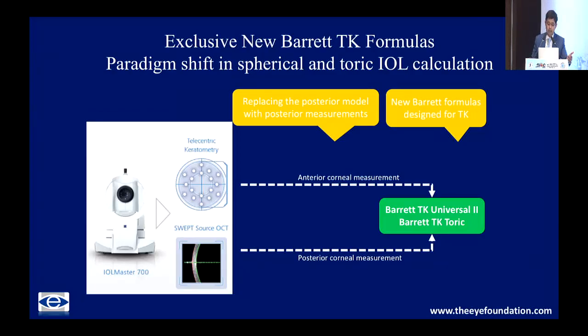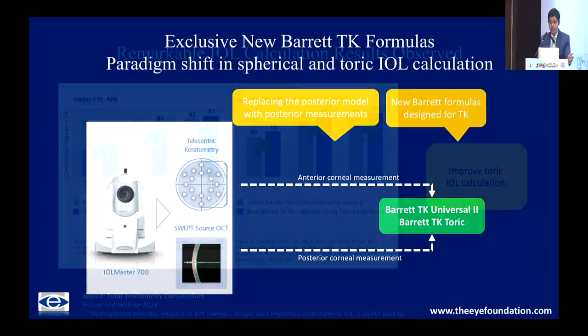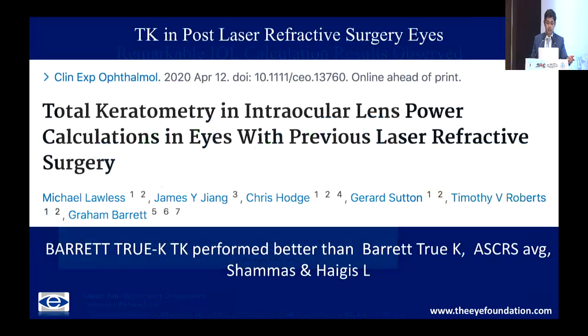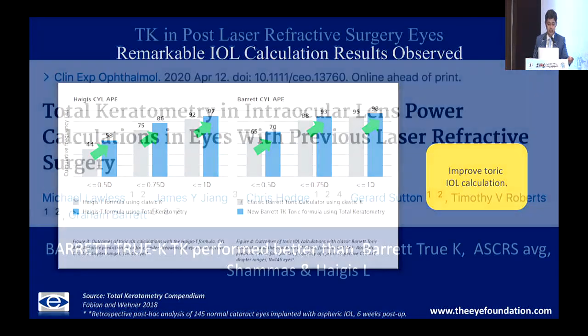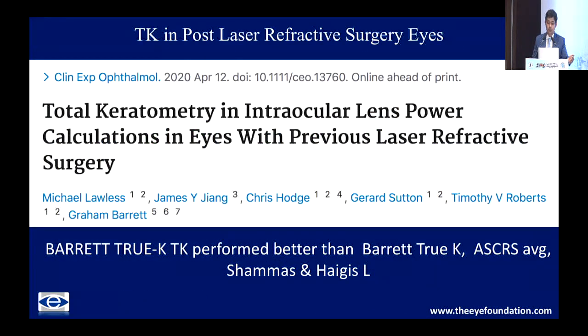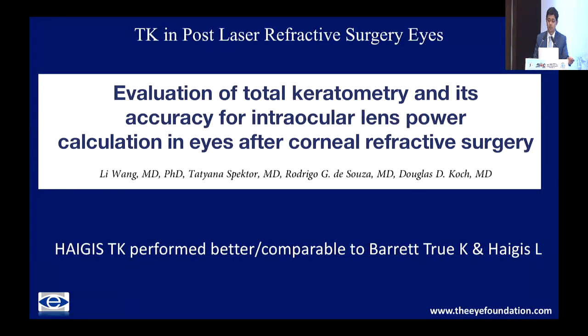And that is where the Barrett TK formula, Barrett TK Toric have become very useful and have improved refractive outcomes significantly. It is also very useful in post-refractive surgery eyes, and the Barrett True-K has performed better than the ASCRS average, Shammas, Haigis-L. So instead of looking at multiple formulae, I think Sheetal will be talking about post-laser refractive surgery eyes, but it has oversimplified the entire thing by saying that now you can just look at the Barrett True-K TK, and that is really a one-stop solution for post-laser, post-refractive surgery eyes.